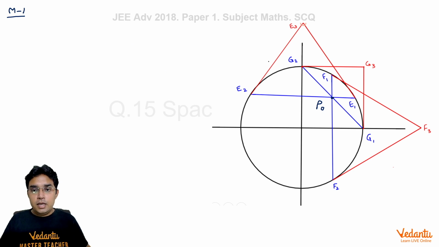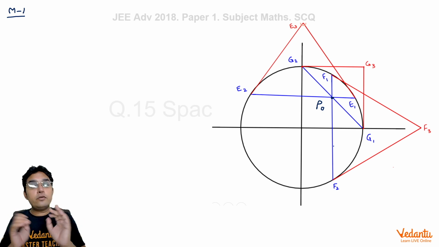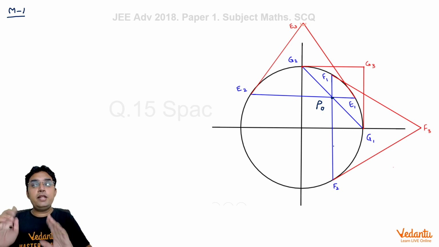To do this, we can see for E3, G3 and F3, these chords E1E2, G1G2 and F1F2 respectively are chords of contact. So I will use the concept of chord of contact to find the coordinates of E3, G3 and F3.